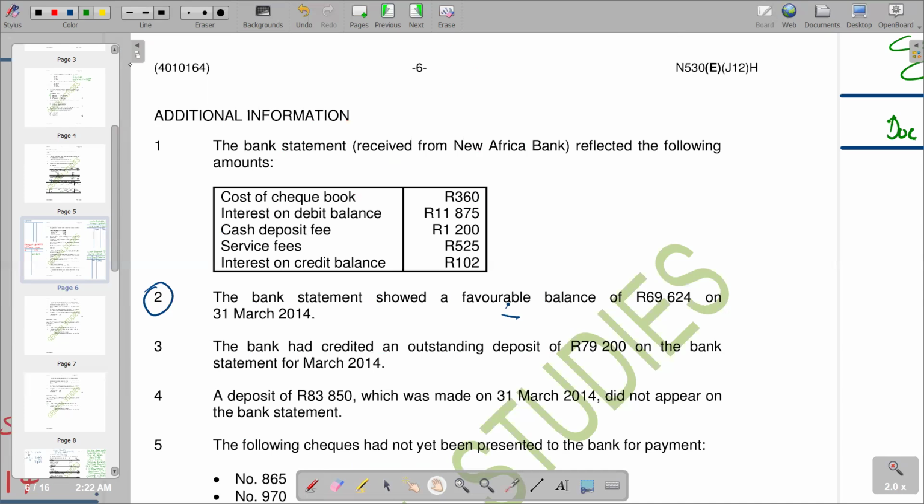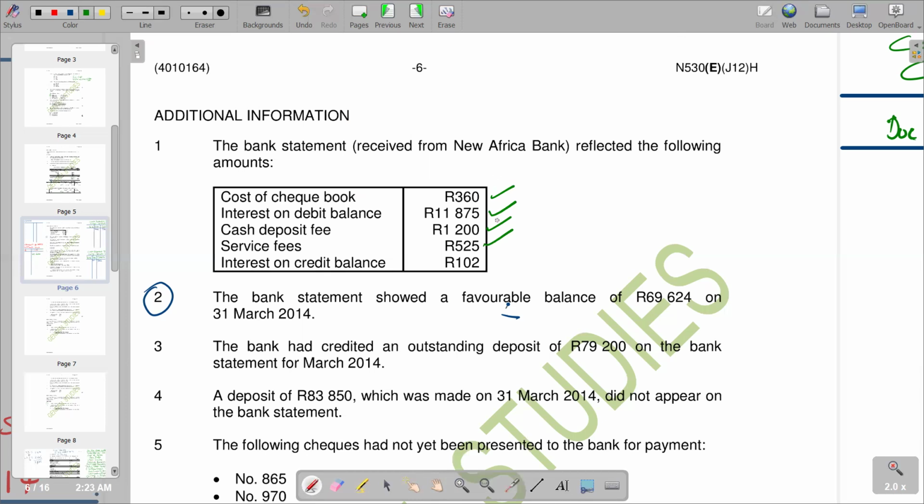So in this case, let's just try to see. We have got the cost of checkbook, which is a bank charge. We also have interest on debit balance, a bank charge. Cash deposit fee, bank charge. And service fees are also bank charges. But interest on credit balance is going to be our interest income. It's not part of our bank charges.